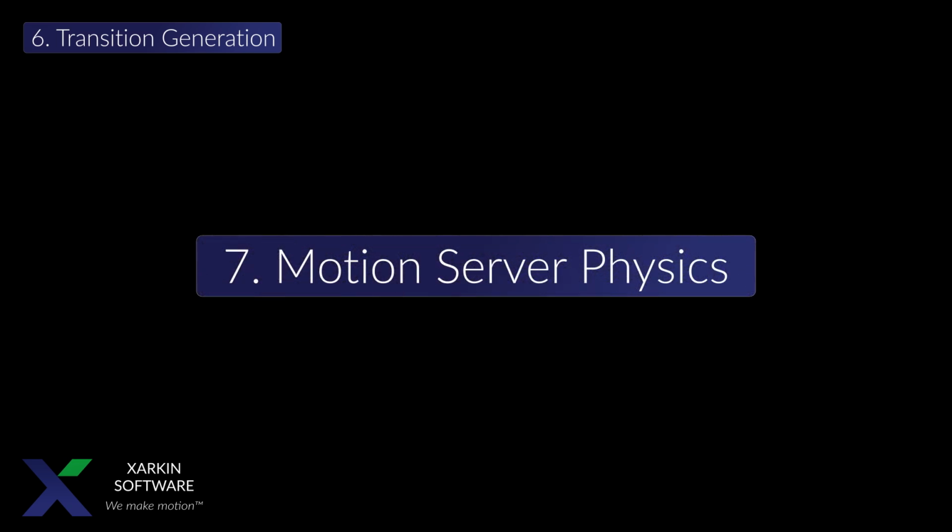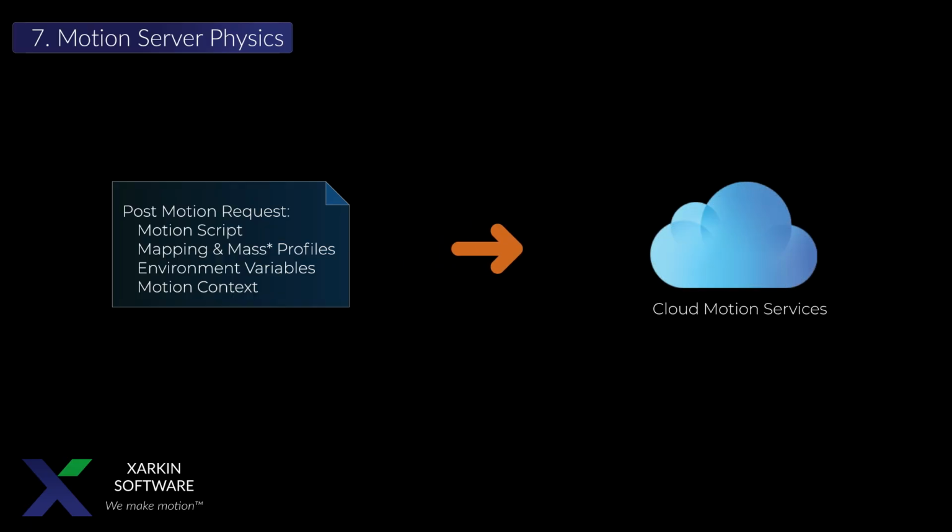Transition generation and the previous key capabilities all rely on the Xarkin Motion server. The Xarkin Motion server provides physics-based motion, simulation, and control for articulated assemblies. Creating motion starts with posting a motion request. Each request will provide a motion script that tells the server what to do. In addition, it contains the mapping profile and, optionally, a mass profile for the character. Environment variables such as gravity are also included. Finally, it includes the current motion context, which is needed to effectively transition to the motion requested in the motion script. By default, Xarkin's Cloud Motion Services runs the motion server.